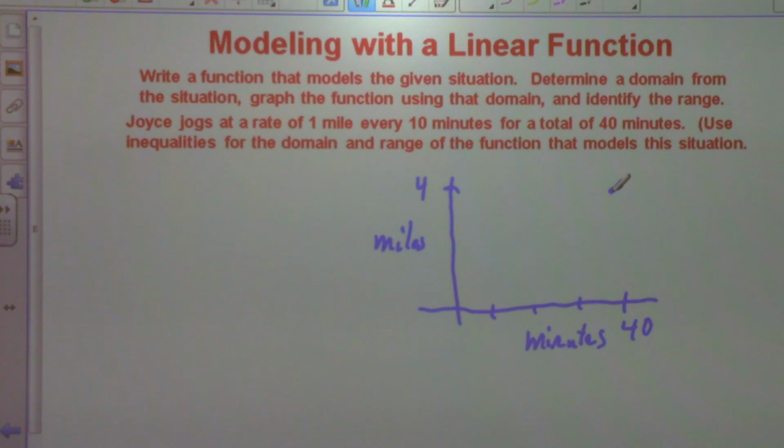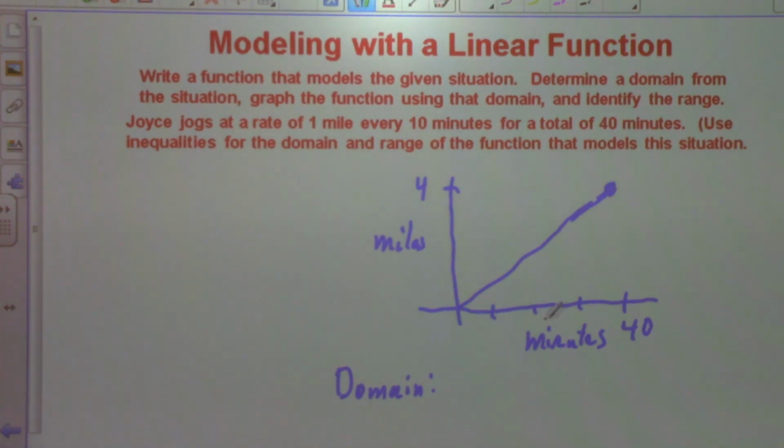And so is this finishing thing here going to be a point or a hole? Be a point, right? Because she actually goes that far, according to it. So what does the graph of that look like? Well, it looks like this, right? So determine a domain from the situation. So what is our domain here? What's our domain of this graph?